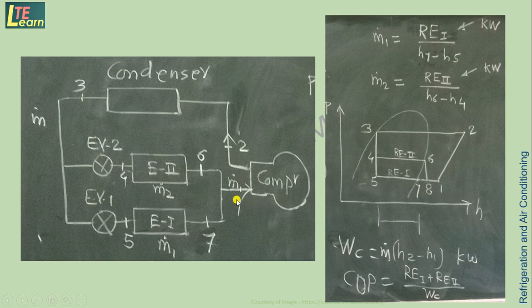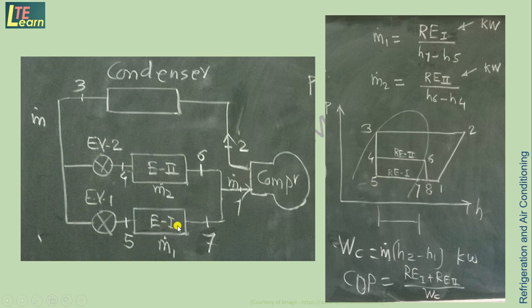So here 1 to 2 is a compression, 2 to 3 is a condensation in condenser, 3 to 4 is a first expansion in expansion valve number 2. 3 to 5 is a second expansion. Now as each evaporator is having individual expansion valve, this total expansion line is a single line, 3 to 4 and 3 to 5.